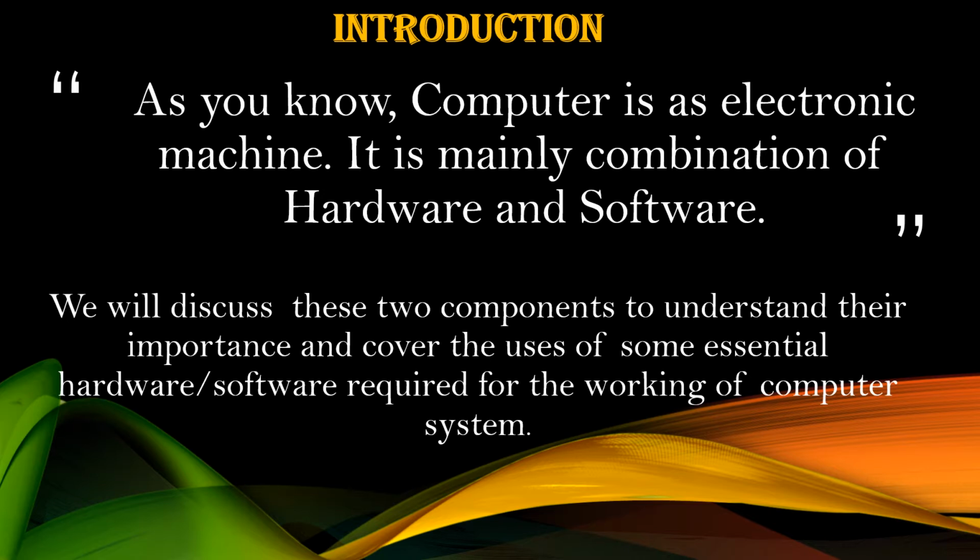Introduction. As you know, a computer is an electronic machine. It is mainly a combination of hardware and software. We will discuss these two components to understand their importance and cover the uses of some essential hardware and software required for the working of a computer system.